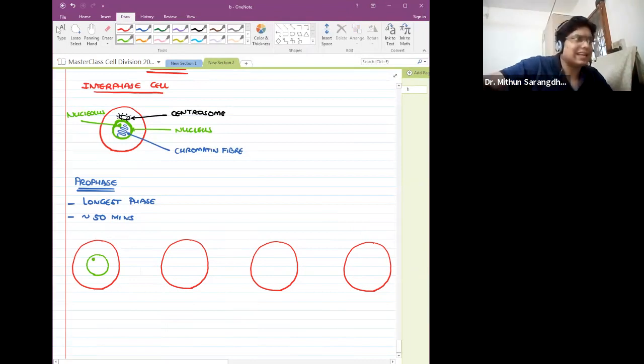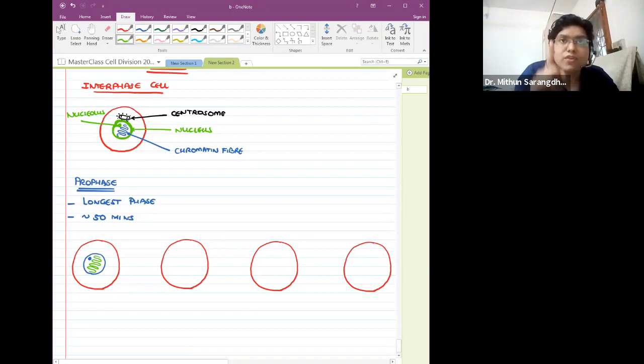Okay, guys, let me just try to change the color. Let me just show you this. This is going to look a little bit better. Okay, so nucleus is going to be as it is, nucleolus is going to be as it is. There is no change. Let's say inside this we are going to have our chromatin fiber. Chromatin fiber is also going to be as it is.